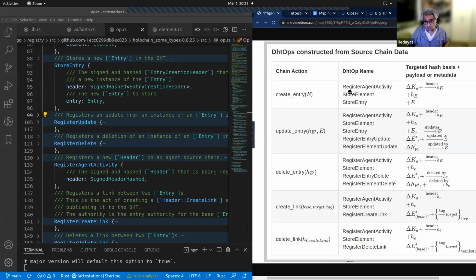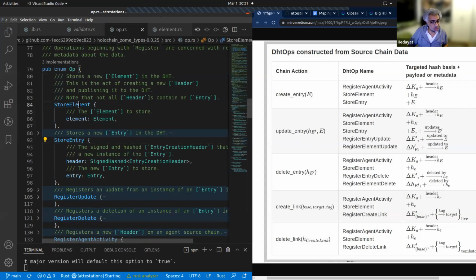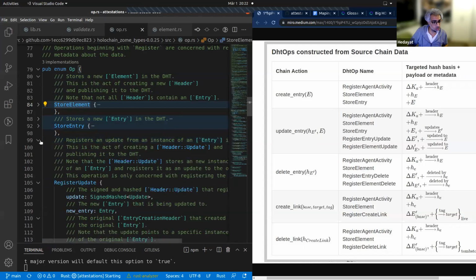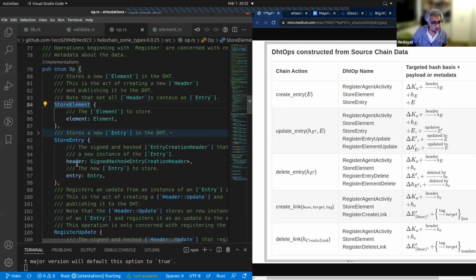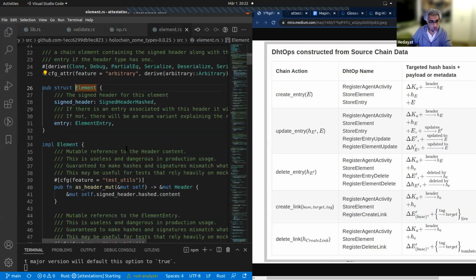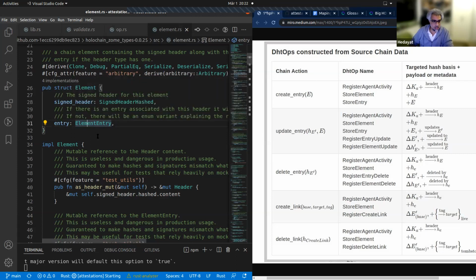So we talked about the register agent activity here. So we have a store entry. A store entry is this one. Inside the store entry, it is the store element and a store entry. In the store element, we have an element. In the store entry, we have a header, signed hash, and entry as a hash. I want to understand what is the difference, because element here is the signed header hash and element entry, which is entry again. Entry, you can imagine content.